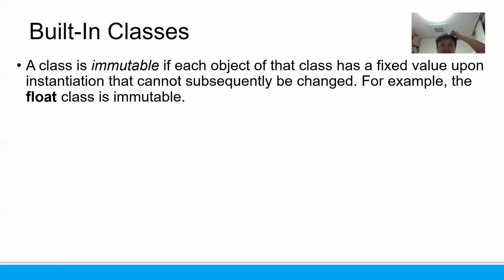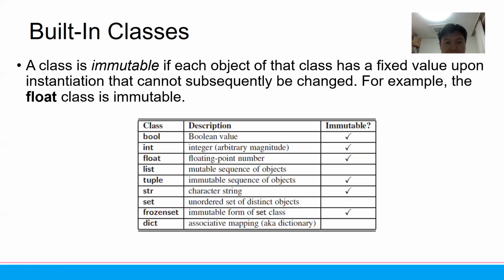Python has some built-in classes, and some of the classes are immutable. If it is immutable, it is an object which has a fixed value upon instantiation, and you cannot change it later. For example, float is one of the immutable classes. There are many other classes like boolean, integer, float, list, tuple, string, set, frozenset, and dictionary. Some of them are immutable, but some of them are not. Okay, so this is the list.